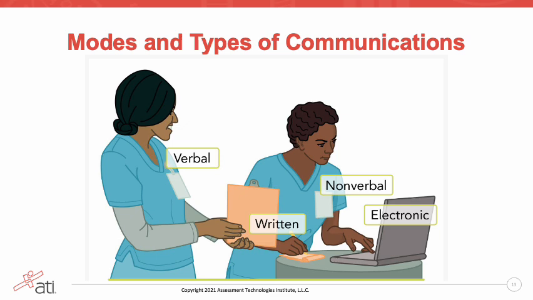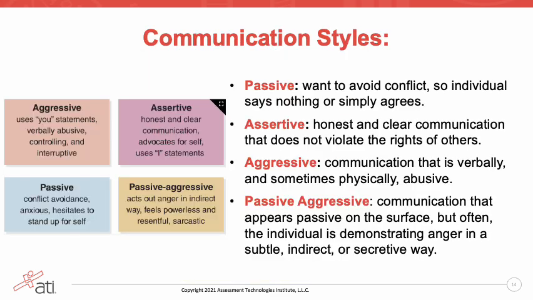Other shortcomings to written communication include the receiver's need to be able to read the words. Literacy, language differences, and visual impairments may all present a barrier to effective written communication.